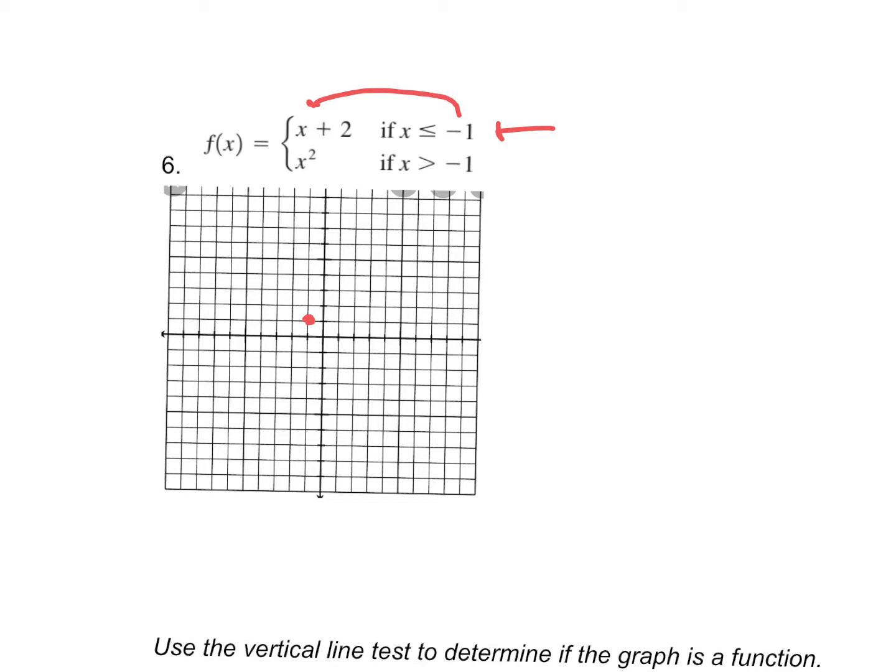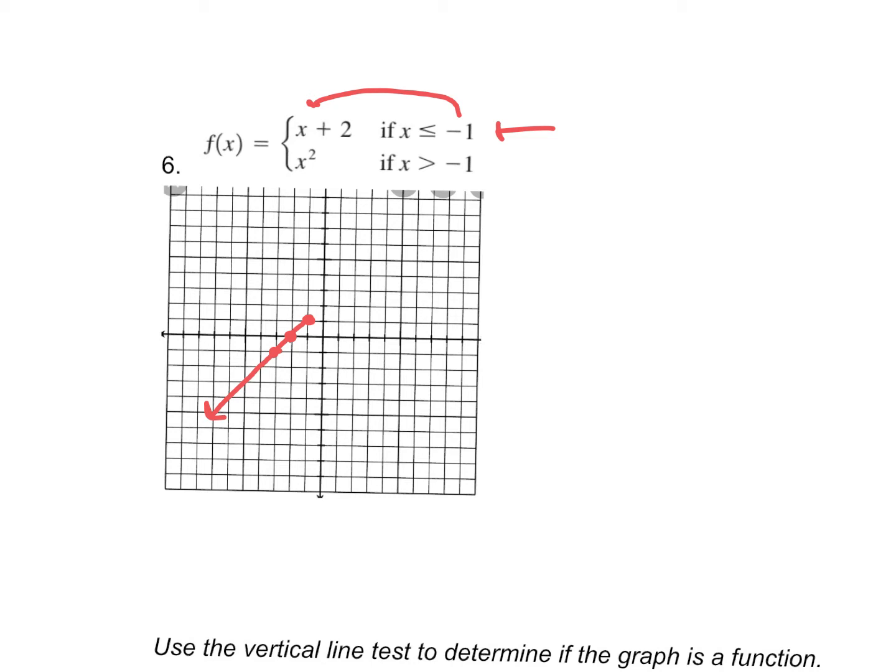Negative 2 plus 2 is 0, so that's going to be 0. Plug in negative 3. Negative 3 plus 2 is negative 1. And you can see what the line's doing. Because it starts at negative 1 and is going to the left, I'm drawing that line, or at least part of that line, going that way right there. That's the first part of the piecewise.